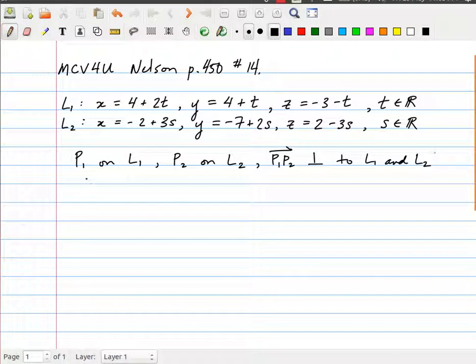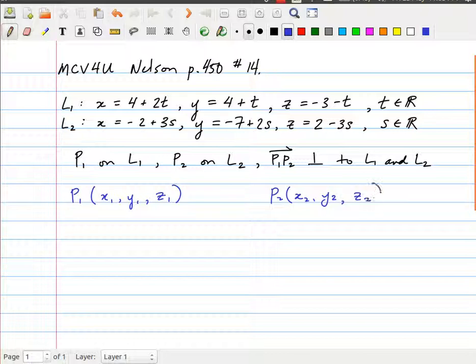So the first thing I would suggest, now I'm going to do my solution, I'll start that and use some different colors. I think the first way to start this, I would define my points. So I'm going to say that point 1 has coordinates x1, y1, and z1. And I'm going to say that point 2 has coordinates x2, y2, and z2.